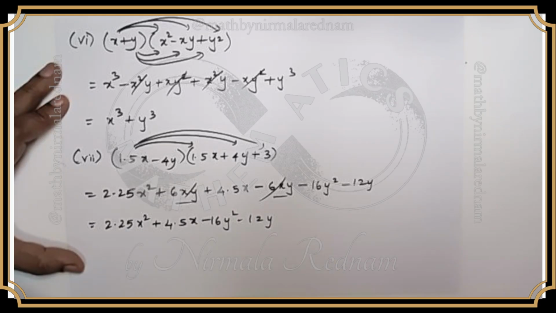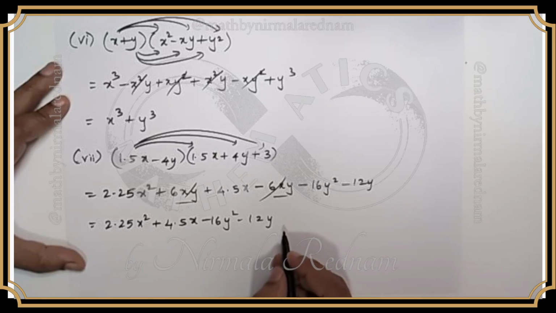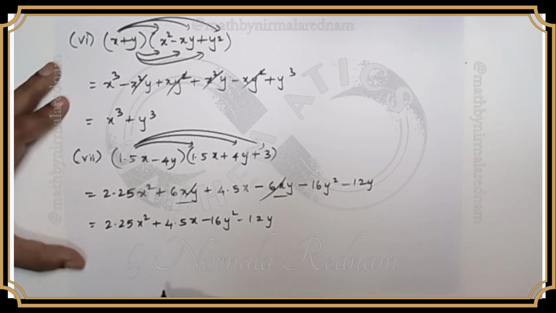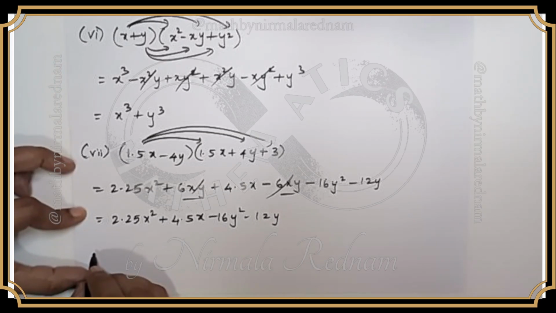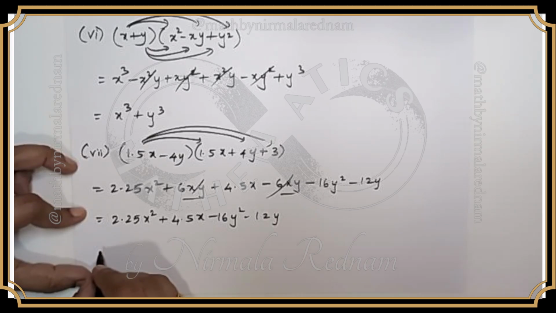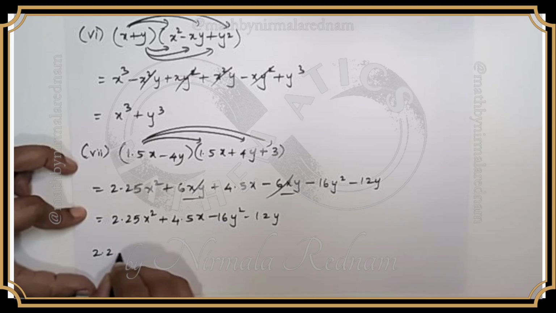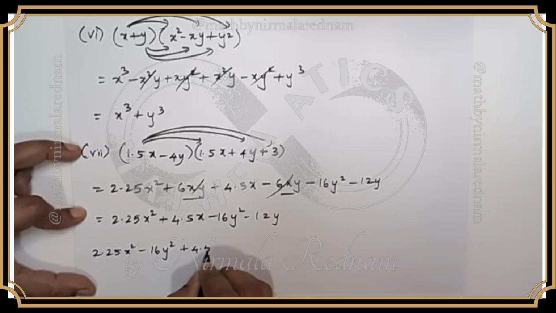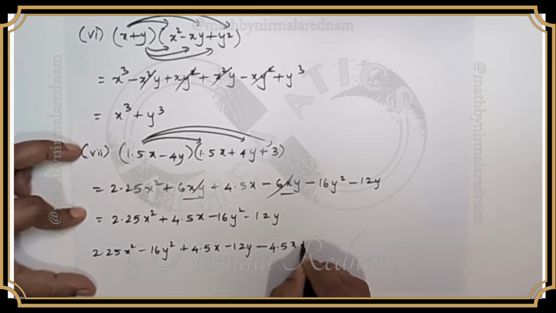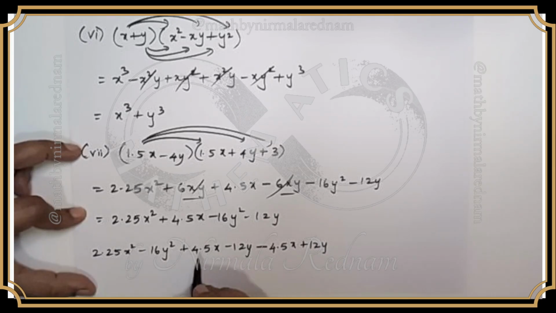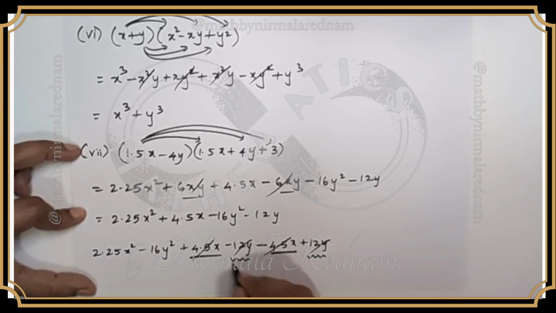Now from this, I am asked to add, to this I have to add minus 4.5x and 12y, right? So let me do it in the next step. Either you identify the like terms or write one below the other. Let's do it horizontally this time. 2.25x square minus 16y square plus 4.5x minus 12y minus 4.5x plus 12y. So now here you can see these two are like terms. Okay, they cancel out. These two are like terms and they happen to cancel out.